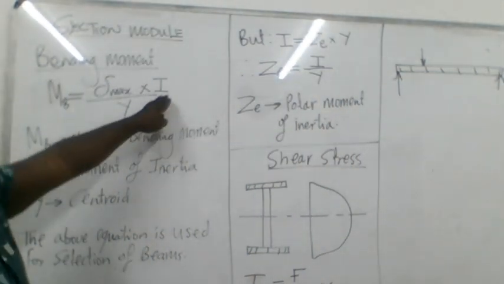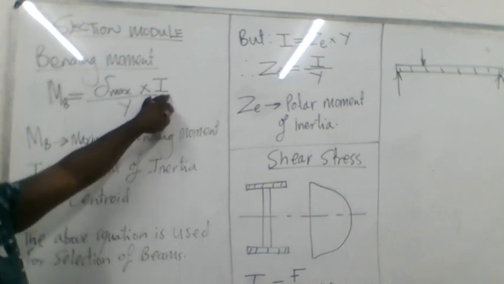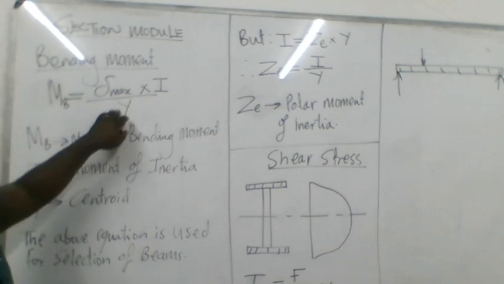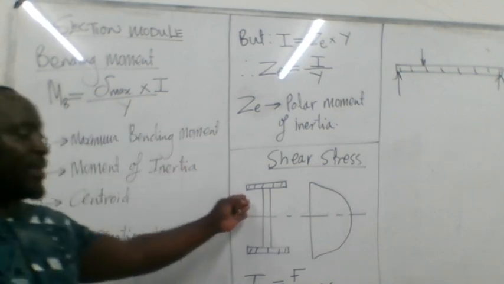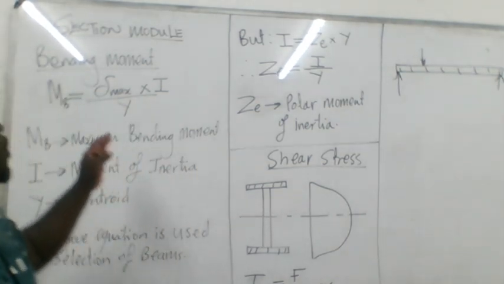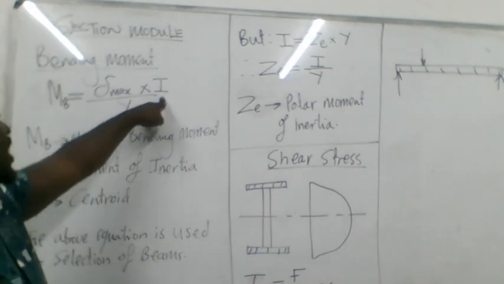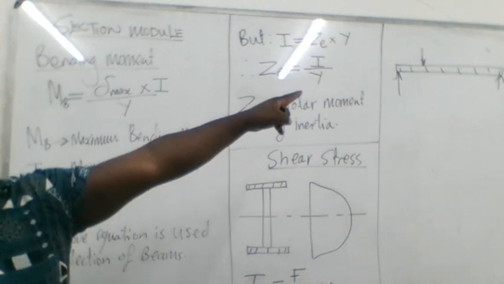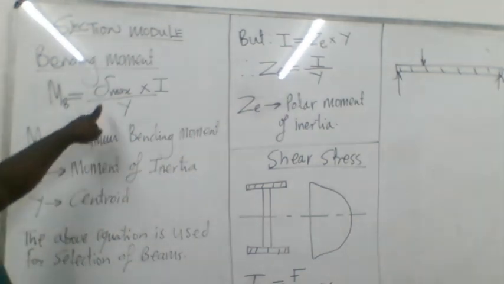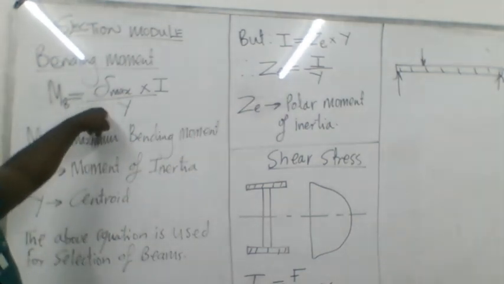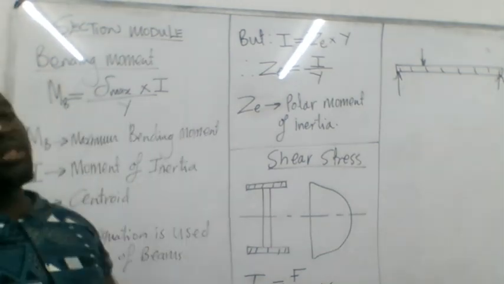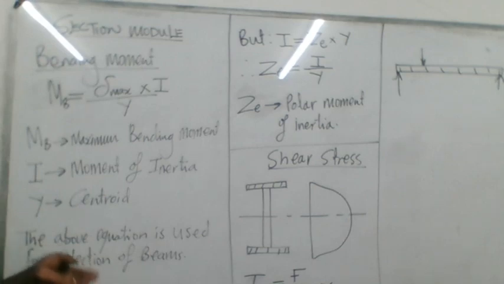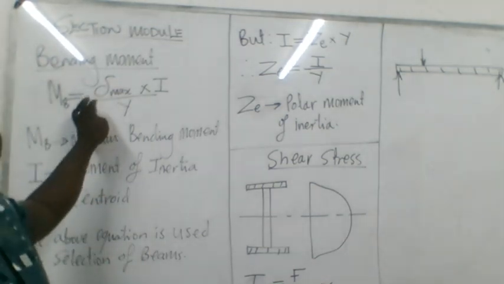Then we are going to look at how we solve moment of inertia. How do we find the centroid of members like this one? Once we solve this one and that one, and the bending moment from that slender beam, then we'll be able to know what the stress imposed in the member is. So this is usually used for the selection of beams.